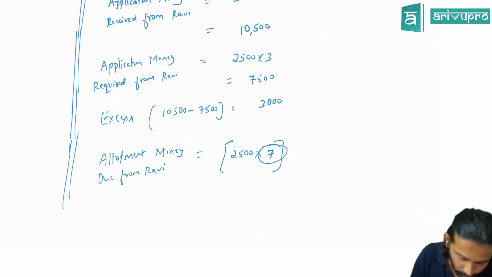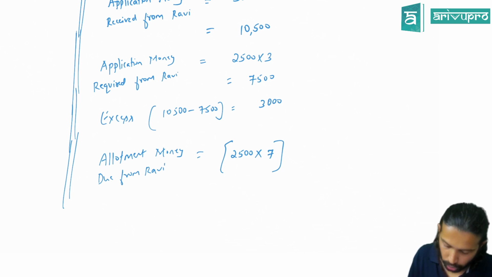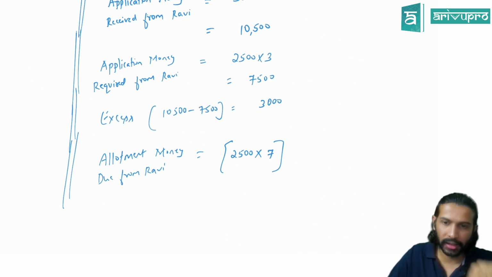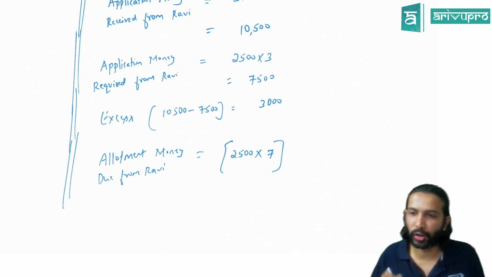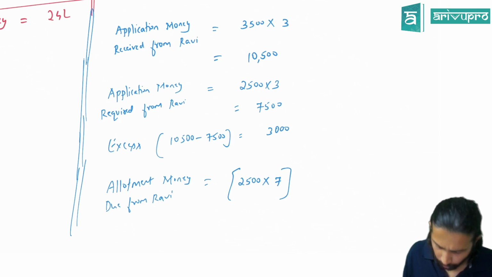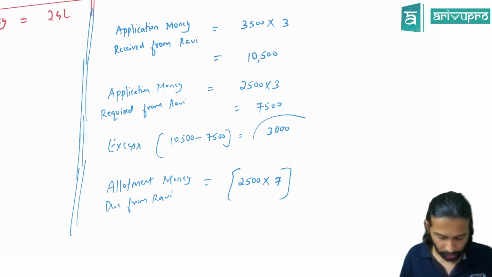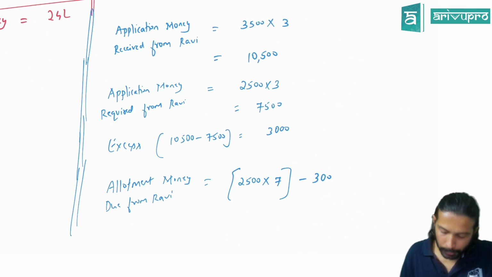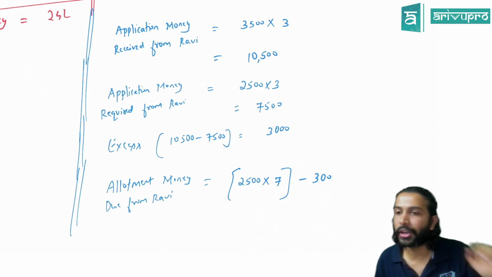Can you ask 7 rupees allotment money again on 2,500 shares from Ravi? Can the company ask? You can ask, but will he pay? No. What will he tell? Hey, I've already paid excess. Why are you asking again full money from me? First adjust that. Wouldn't he say that? This is the total money due from him. But at the application stage only, he has paid 3,000 rupees excess.